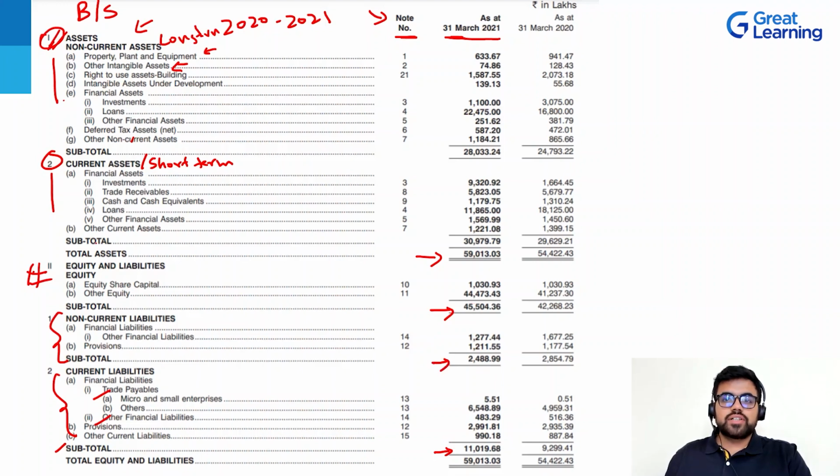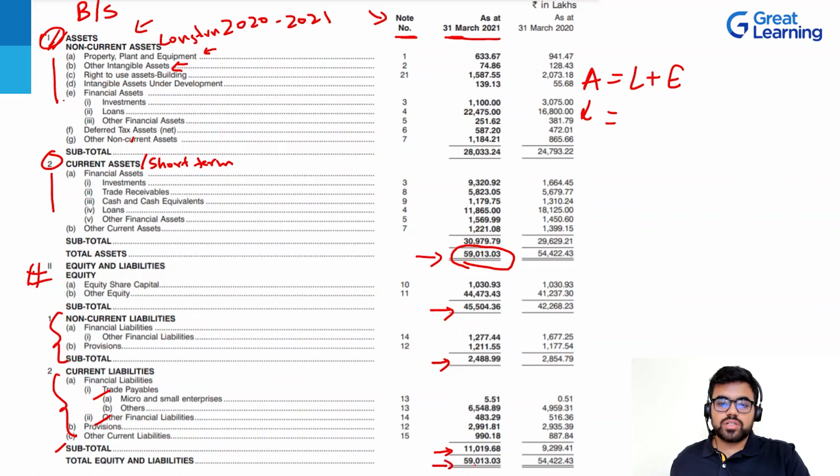Now we have previously discussed our accounting equation, which states that assets equal liabilities plus equity. So the asset part of it, that is total assets, 59,013 lakh rupees, should be equal to total liabilities plus equity. This balance sheet has already done it for us. Total equity and liability, as we can see, is 59,013, which matches the total assets, which says that the balance sheet is already balanced and it is accurate.